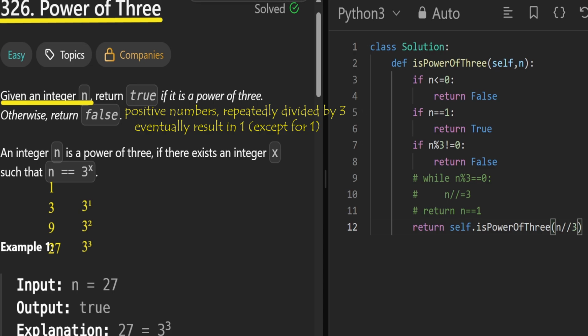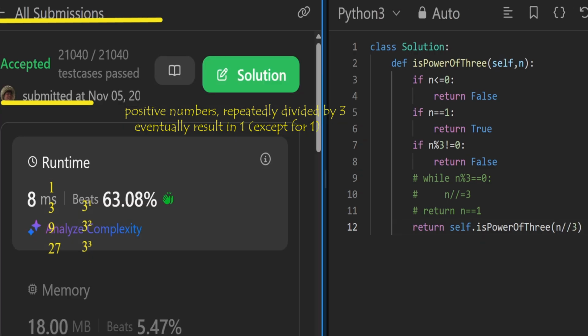Let's submit this recursive version. Fingers crossed. Boom! Accepted. Terrific. The time complexity is big O of log n, same as the iterative version. However, recursion adds overhead because of the function call stack, so the space complexity is big O of log n. Still, it's good to be able to think of this problem recursively.